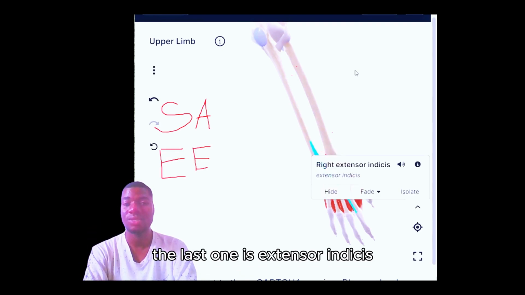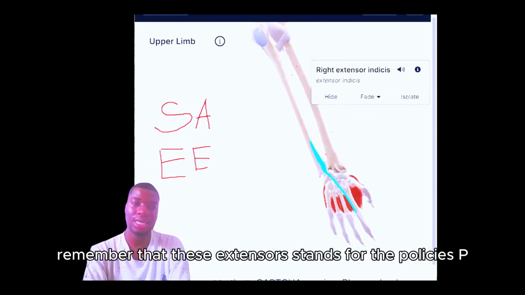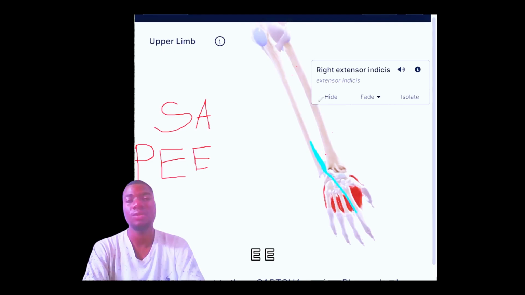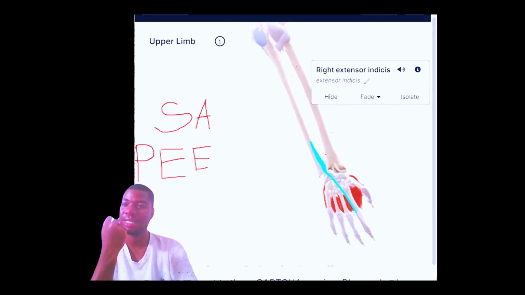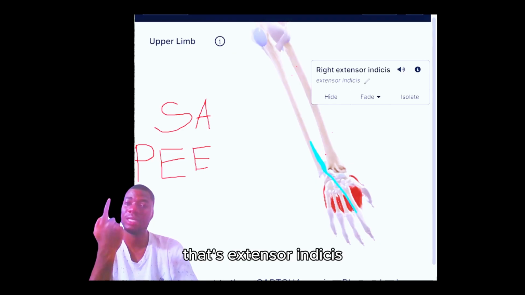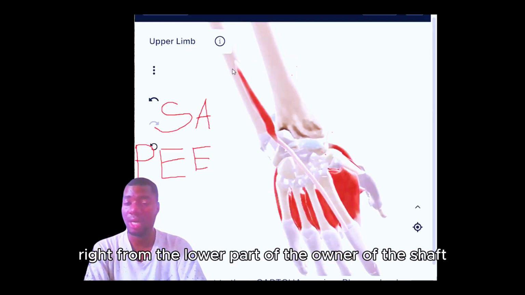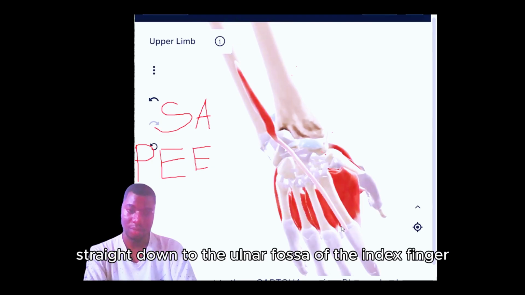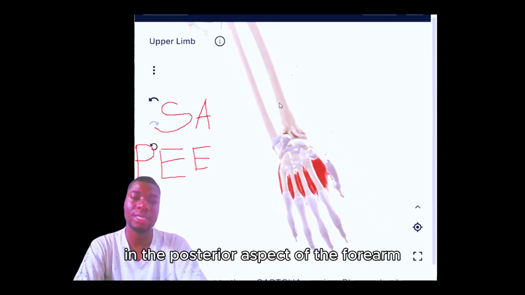The last one is extensor indicis. Now remember that this extensor stands for the pollicis, the PEE. So there's still one more extensor, which is extensor indicis, to extend the index. Extension of the index finger, that's extensor indicis. So look at the extensor indicis muscle from the lower part of the ulna, the shaft, then straight down to the proximal phalanx of the index finger. And with that, we are done with all the muscles in the posterior aspect of the forearm.